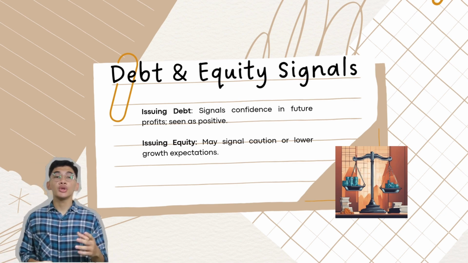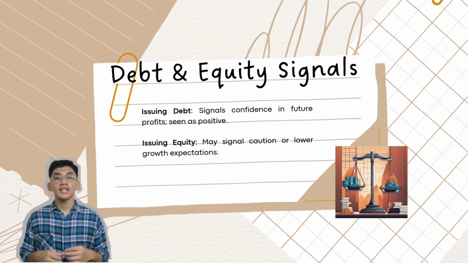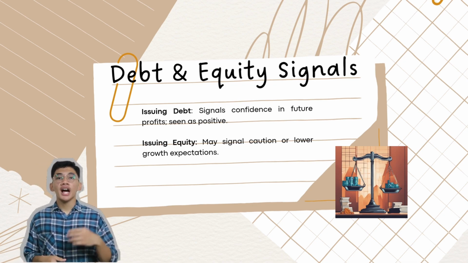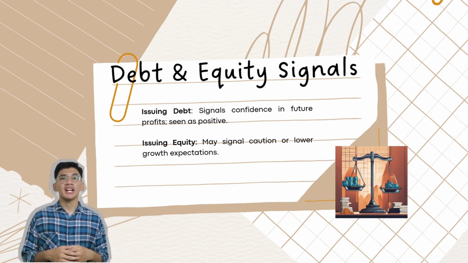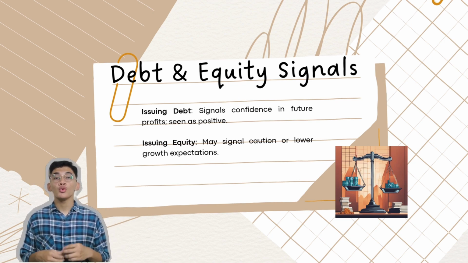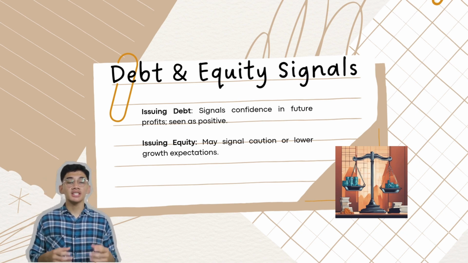So right now we go to issuing equity. It may signal caution or lower growth expectations. Selling new shares, equity: on the other hand, if the company sells more of its shares instead of borrowing, it might be seen as less confident about future profit, or wanting to raise money without taking on debt. Investors sometimes take this as a caution signal, thinking the company might be facing uncertainty or lower growth.